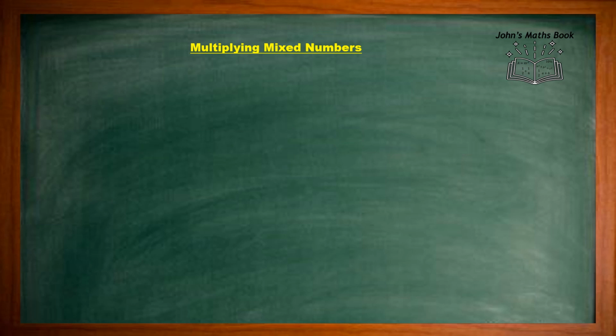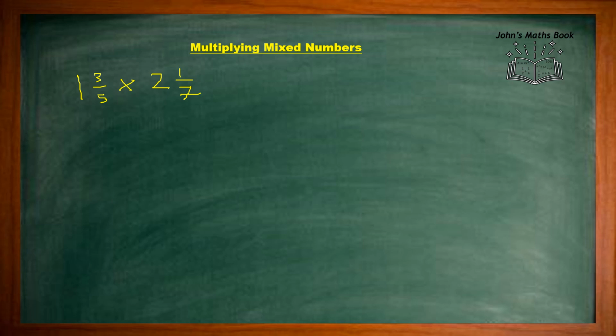So let's look at an example of how we multiply mixed numbers together. Let's look at the example of 1 3/5 multiplied by 2 1/7. The first thing we do is convert both mixed numbers to improper fractions. So how do we do that? For mixed numbers, we multiply the integer part by the denominator, add the numerator, and then divide it all by the denominator. So let's take 1 3/5.